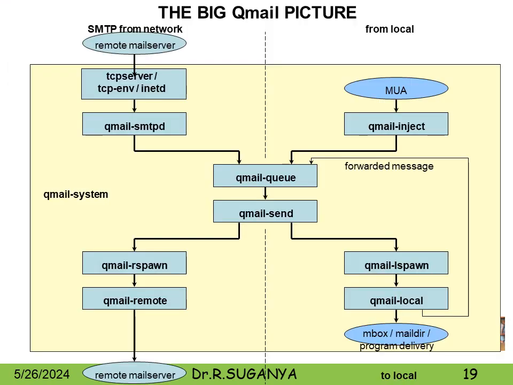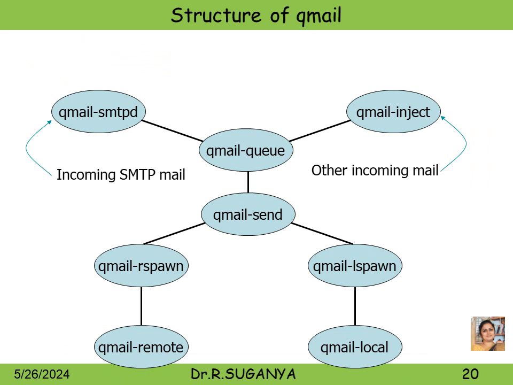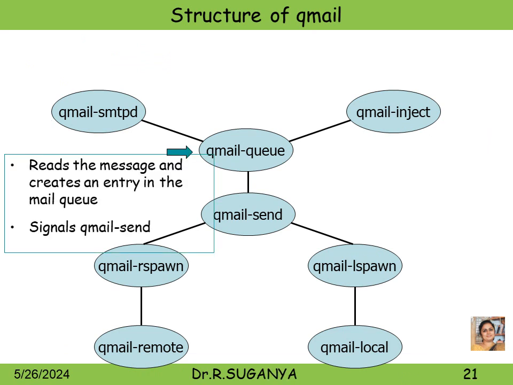The big Qmail picture. SMTP comes from the network and again from local. Here we have the remote mail server. There is a TCP server or TCP environment that has access to Qmail and then to another mail. It reaches the mailbox, and the local agent accesses and saves it. That is the remote mail server. The structure of Qmail is given here.